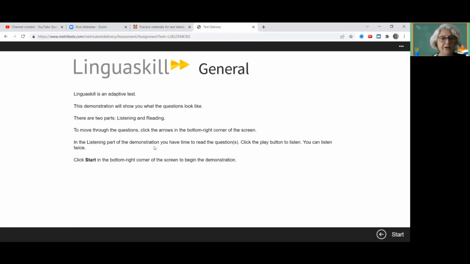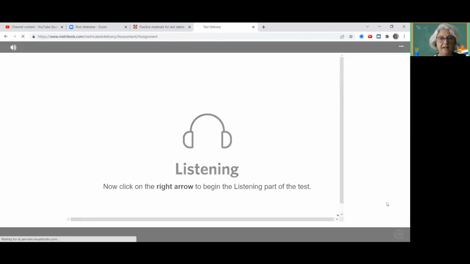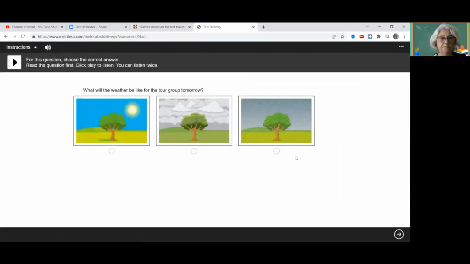In the listening part of the demonstration, you have time to read the questions. Click the play button to listen, and you can listen to it twice. So I'm going to click it here. I'm not going to go through the whole thing, but I'm going to give you some ideas of what it's like. So let's click Start. And it says now click on the right arrow to begin the listening part of the test. We need to click the arrow right at the bottom here. And it's going to say you have to read the instructions.